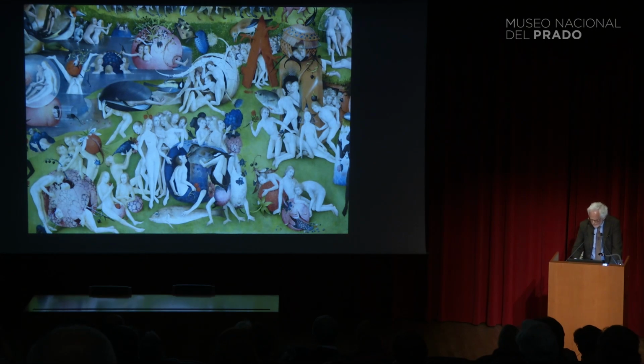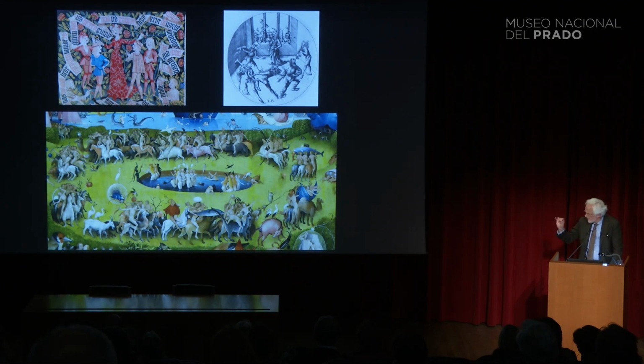And I can only summarize and only give very, very few examples. Namely, the Morris dance that was performed, illustrated here, and echoed in this tapestry, and that seems to be echoed in the way these men swirl around the pond with naked women. This Morris dance was performed specifically at court festivities.